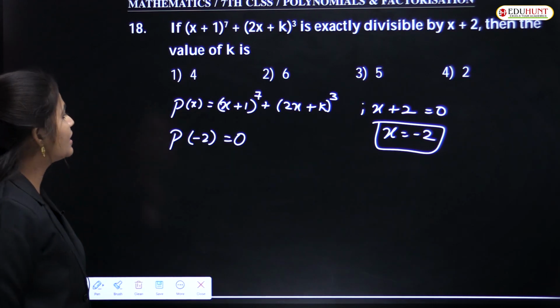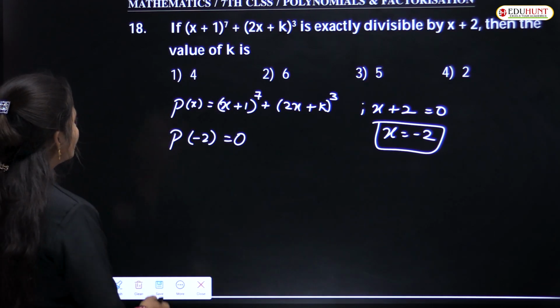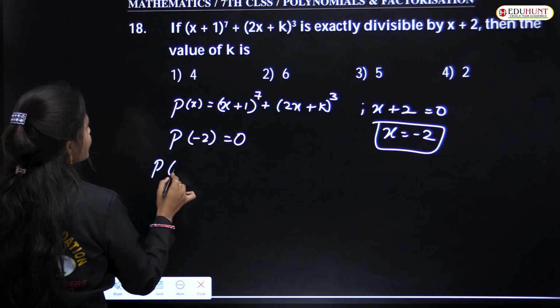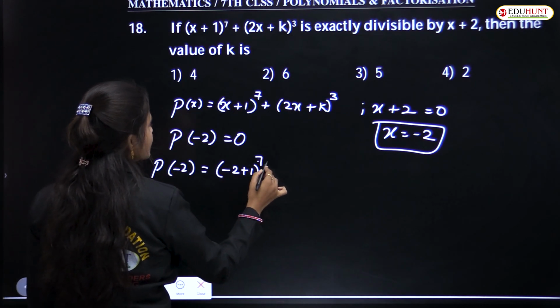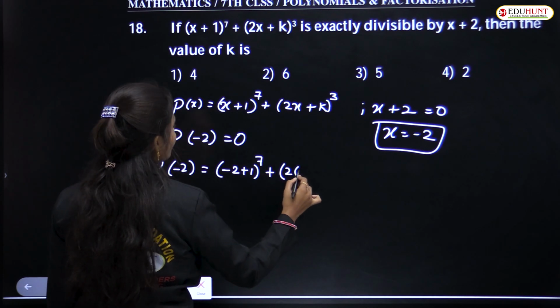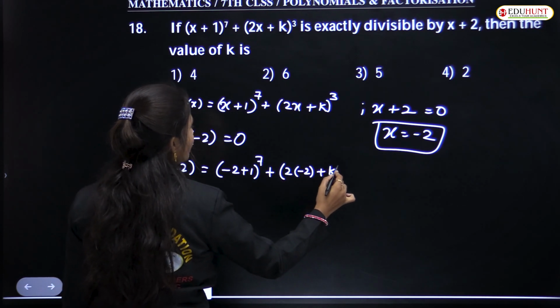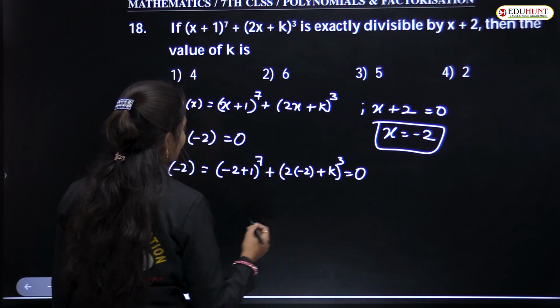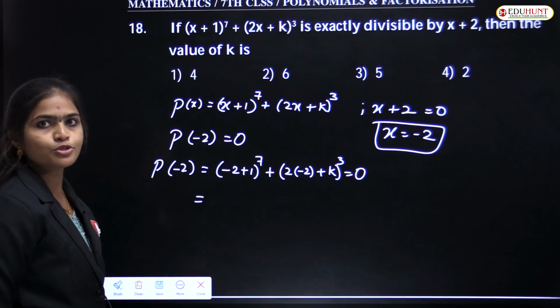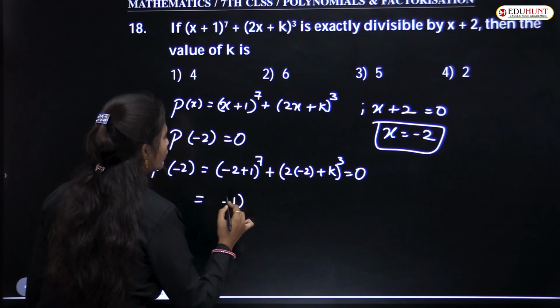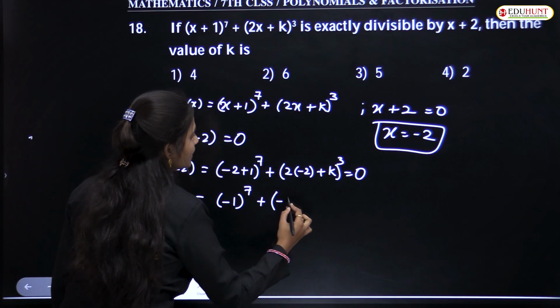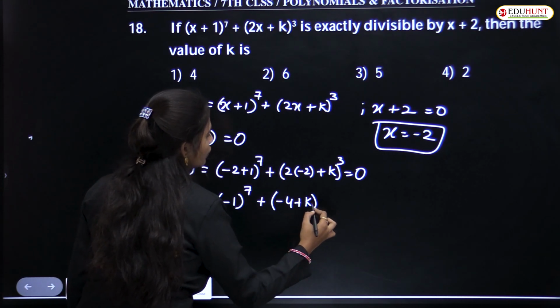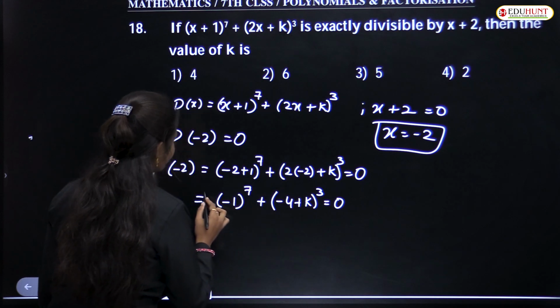Okay, so by using that we have to find that k value here. So p of minus 2 is equal to (minus 2 plus 1) whole power 7 plus (2 into minus 2 plus k) whole cube is equal to 0. So from this one, minus 2 plus 1 is minus 1, whole power 7, plus, and here 2 2's are 4, (minus 4 plus k) whole cube is equal to 0.